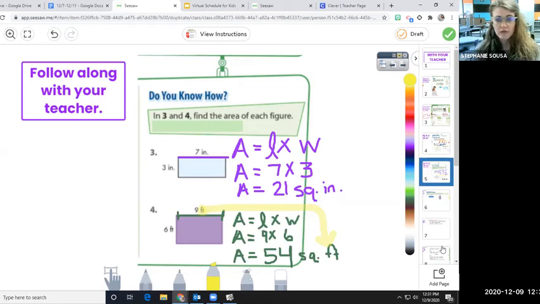Questions on how I found the area by multiplying? Notice these don't have those tiny squares in them, so I can't count it this way. Okay.